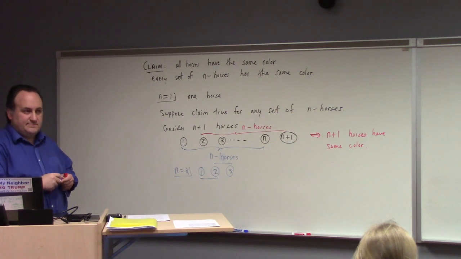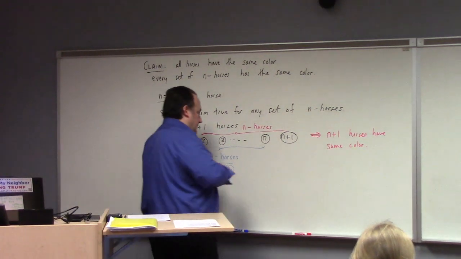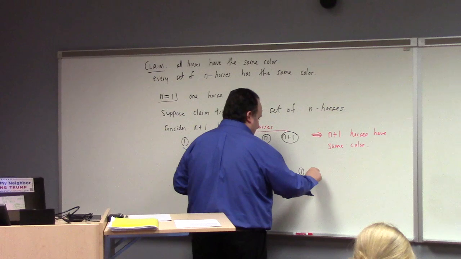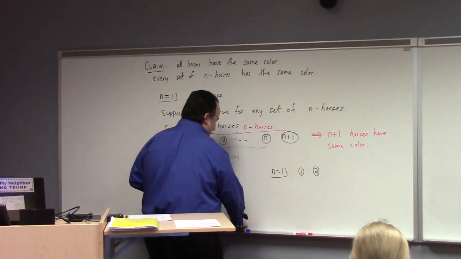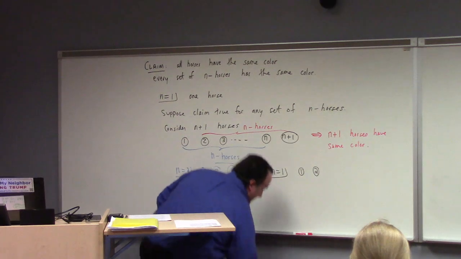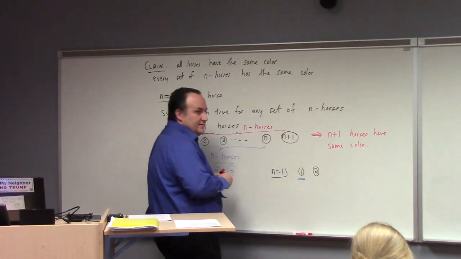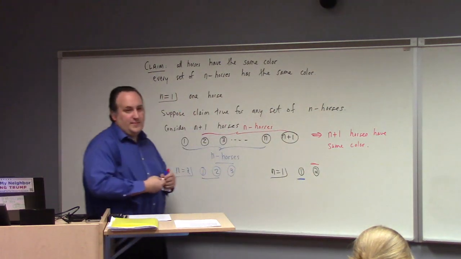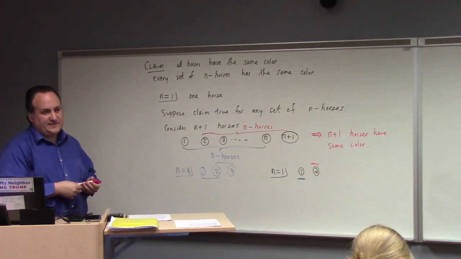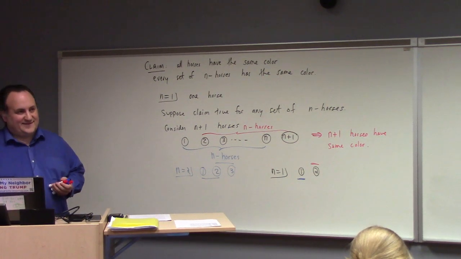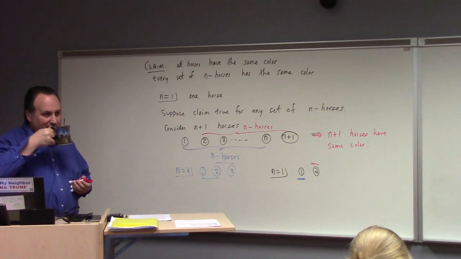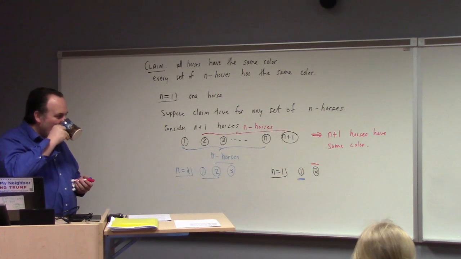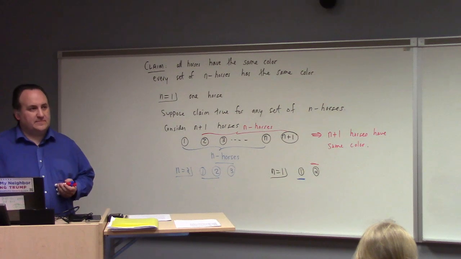What about n equals 1? I've got my first horse, my n plus 1 horse is my second horse, right? Here's the first n horses, here's the last n horses. My argument about the intersection of the first and the last n horses is specious in this case, right? It's bogus. To quote my community college professor, this dog does not hunt. There is no intersection at that base case.